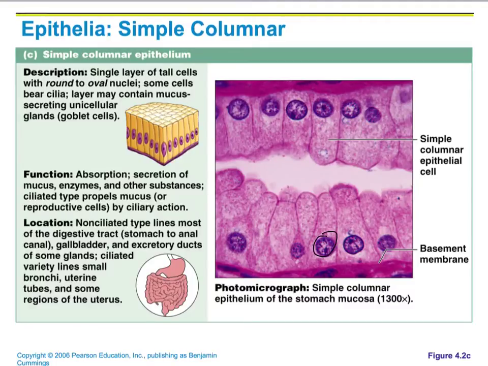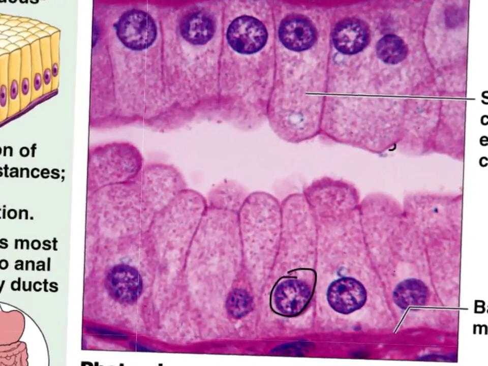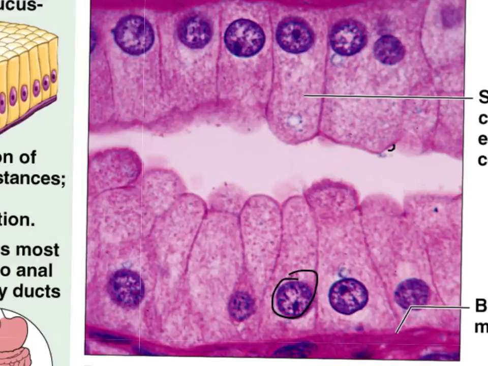And here, if you look kind of closer, you can see the nuclei right here at the top. So little tiny hairs. So this is a ciliated columnar cell.